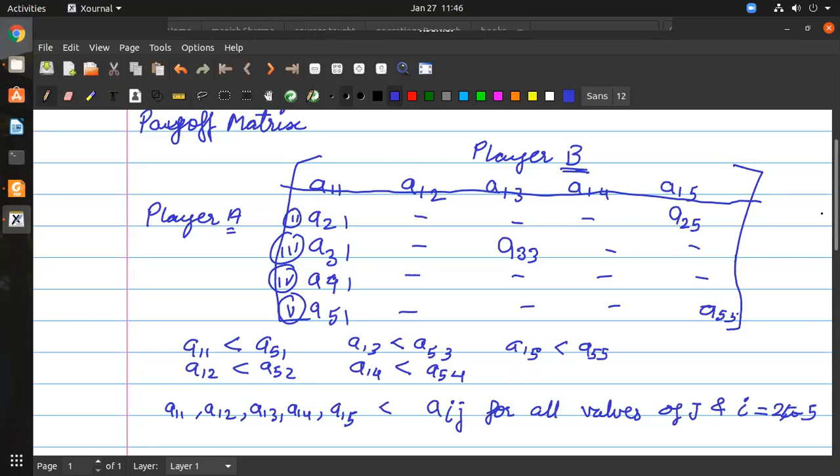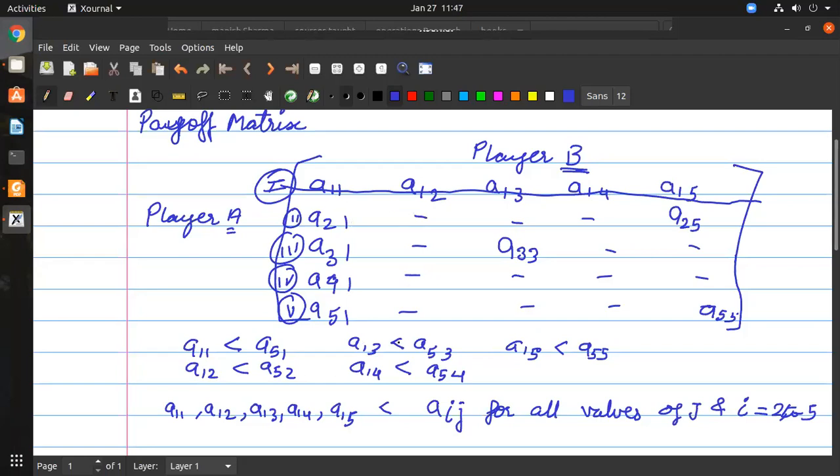If it is less than the last row, what does it indicate? It indicates that if I use this first strategy, I may have lesser gains, since we are assuming that player A is gaining. So we say that if we are using 1, we will have a lesser gain as compared to 5, because all the values in strategy 5 are more, correct? So we can eliminate this.